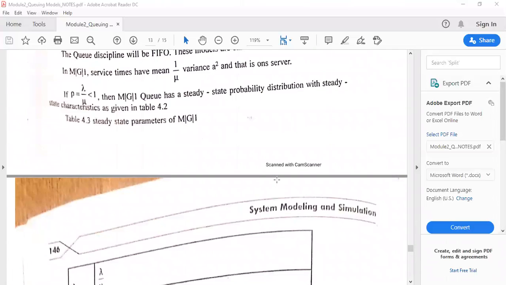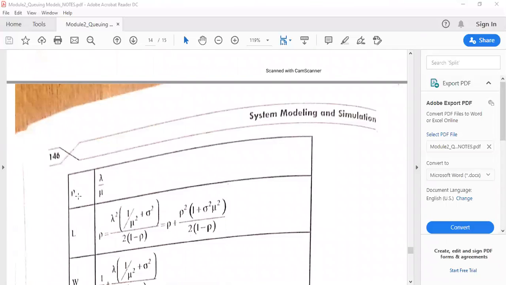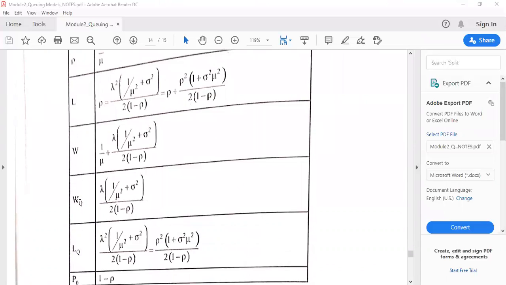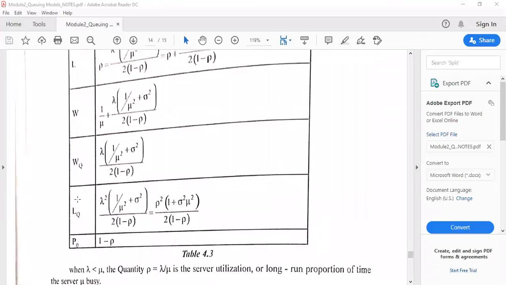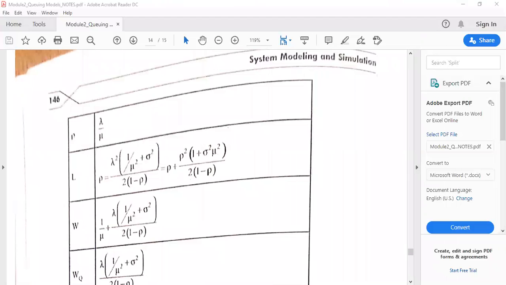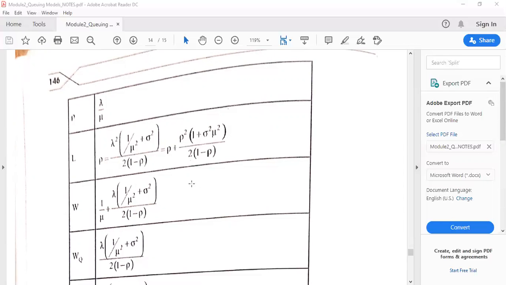We have a few notations here for the server utilization, L, W, WQ, LQ, and P naught. This table of formulas you have to remember. Server utilization is given by rho equal to lambda by mu. L, the long-run measure of performance, is given by rho plus lambda square into (1 by mu square plus sigma square) divided by 2 into (1 minus rho), which will be equal to rho plus rho square into (1 plus sigma square mu square) divided by 2 into (1 minus rho).